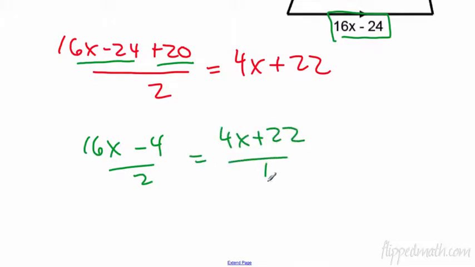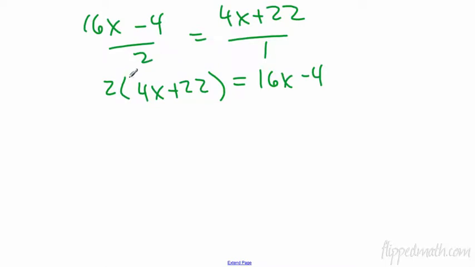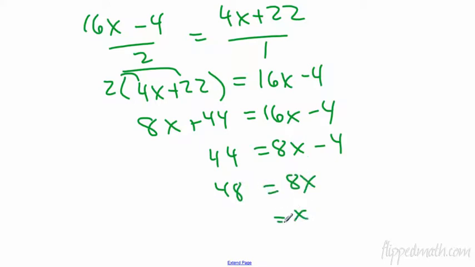Now we can cross multiply. I'm going to put that over 1. Cross multiply here, and don't forget your parentheses: 2 times 4x plus 22 equals 16x minus 4 times 1. Now distribute. Everybody loves to distribute. 8x plus 44 equals 16x minus 4. If I subtract 8x from each side, I get this equation here. If I add 4 to each side, I get this equation. And if I divide by 8, I get x equals 6.